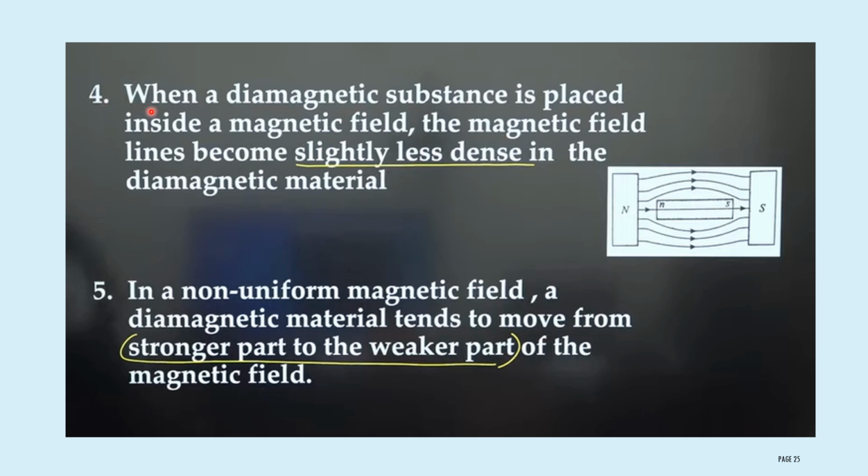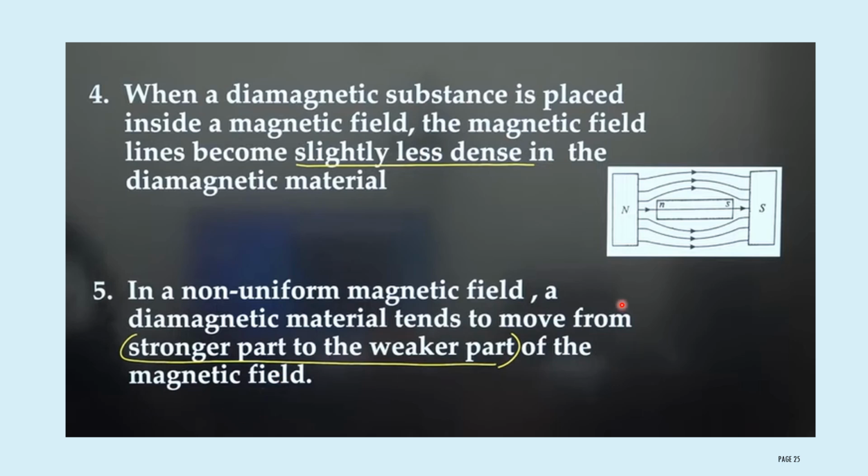Next property, when a diamagnetic substance is placed inside a magnetic field, the magnetic field lines become slightly less dense in the diamagnetic substance. In the case of a diamagnetic material, the magnetic field inside the material will be slightly less compared to the external magnetic field. Because of this weak magnetic field, the magnetic field lines inside a diamagnetic material will be slightly less dense. Fifth property, in a non-uniform magnetic field, a diamagnetic material tends to move from the stronger part to the weaker part of the magnetic field.